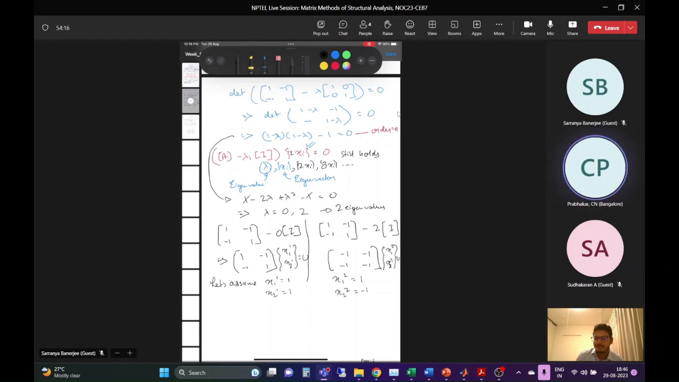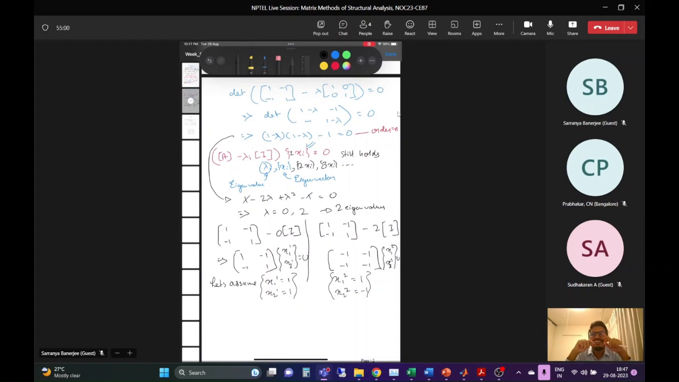The assumptions part: we are assuming one value and finding the other. So this is a set of unique non-zero vectors of x1 and x2, corresponding to lambda 1 and lambda 2. Now instead of assuming 1, if you assume 2, you will get the answer as 2. So any scalar multiple of this vector is also the same eigenvector.